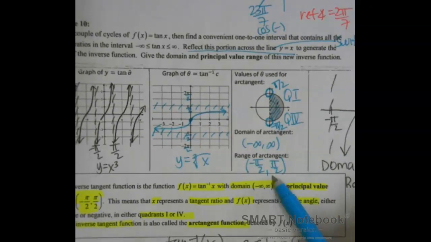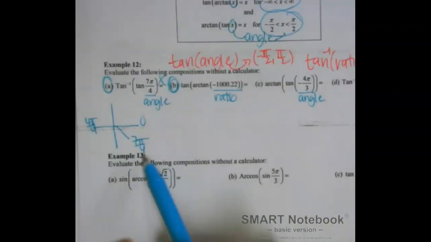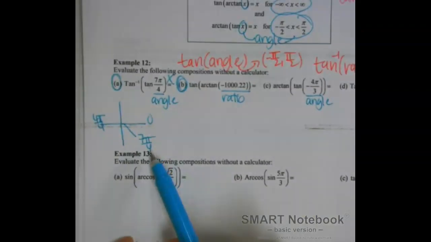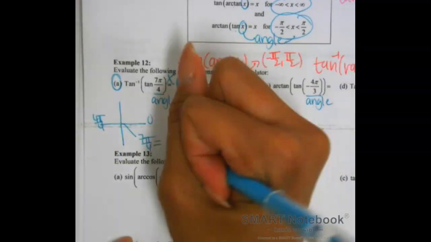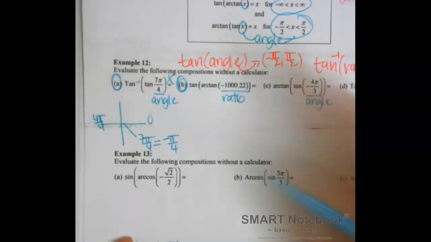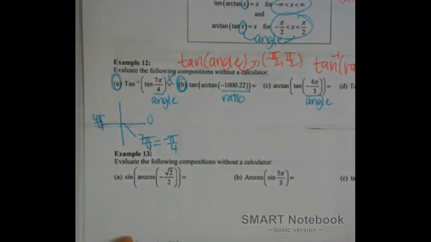Negative pi over 2 and positive pi over 2. Is this between negative pi over 2 and positive pi over 2? Okay, so how can I make it between negative pi over 2 and positive pi over 2? We're just going to find a coterminal angle, and we're going to make this negative pi over 4. That would be your answer.